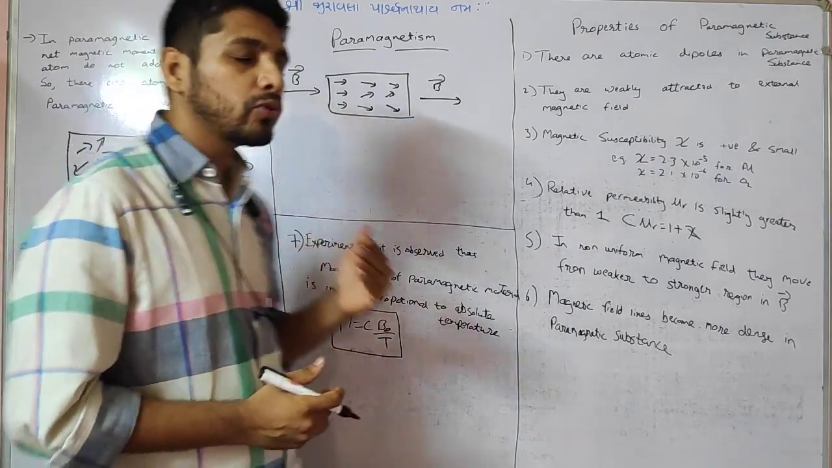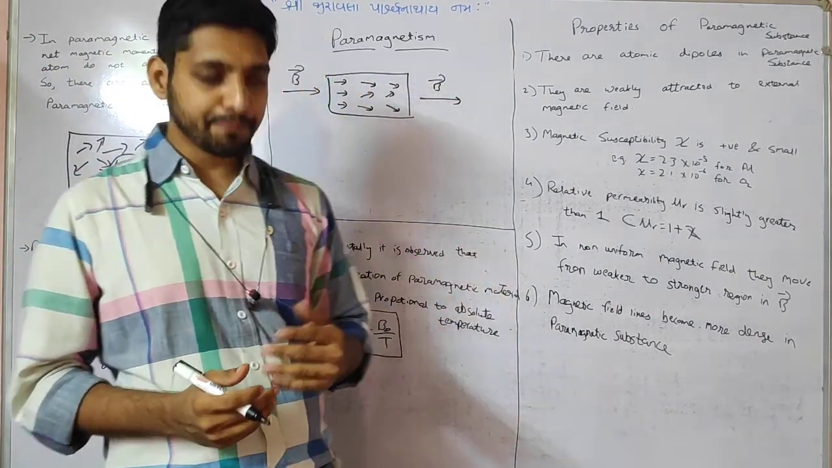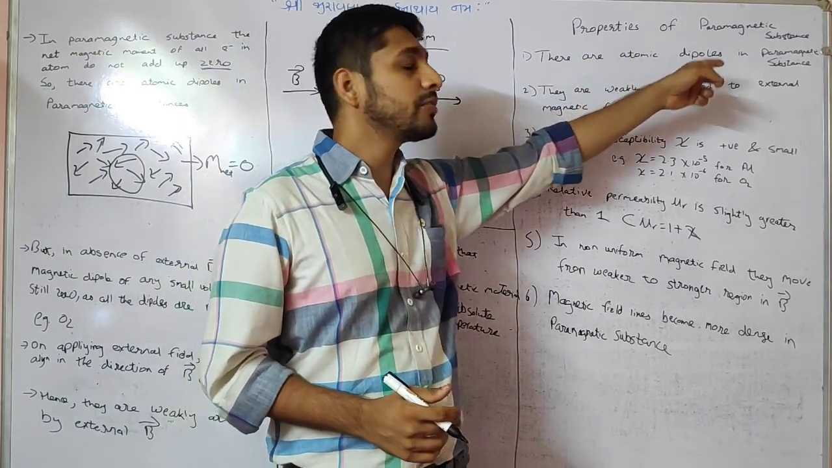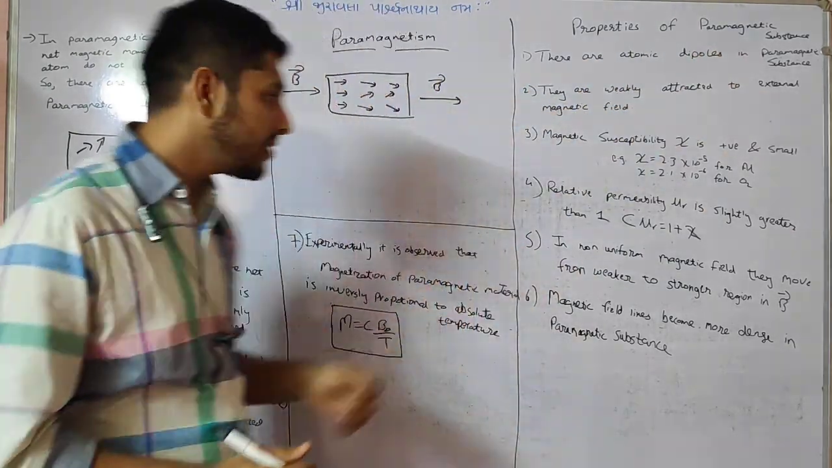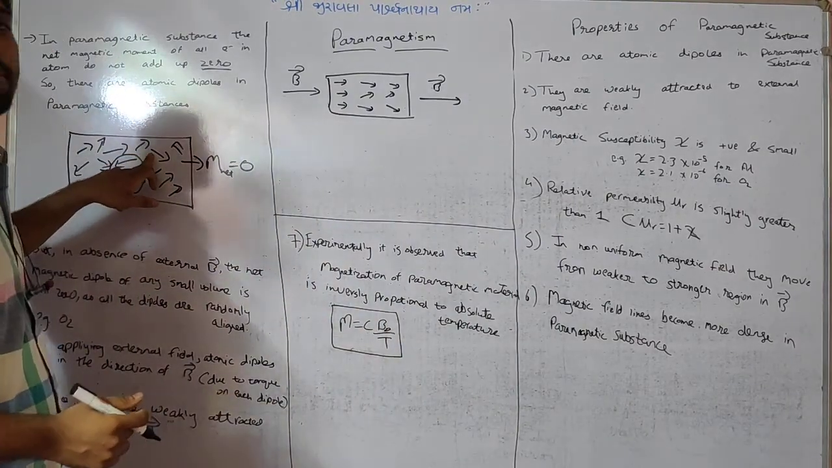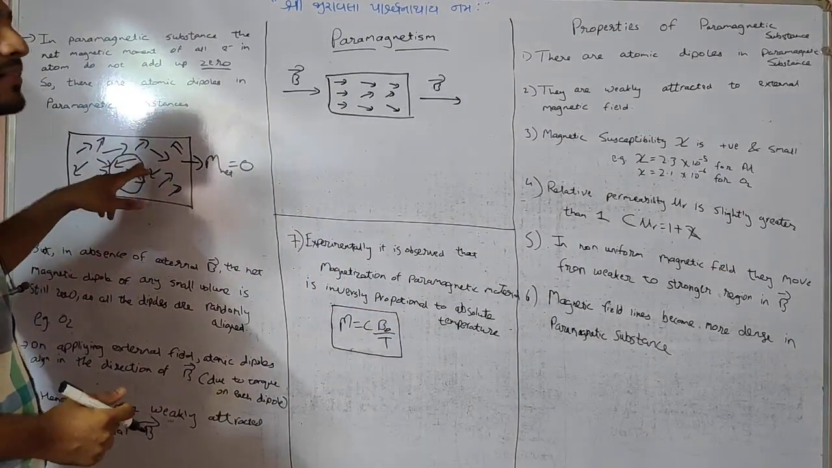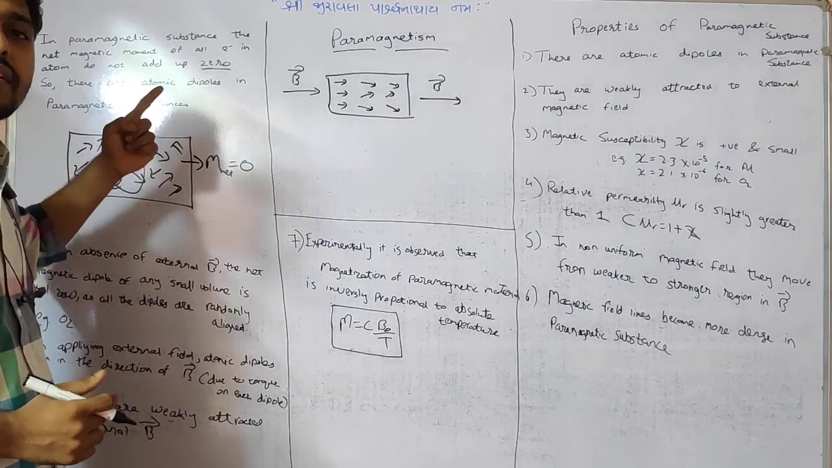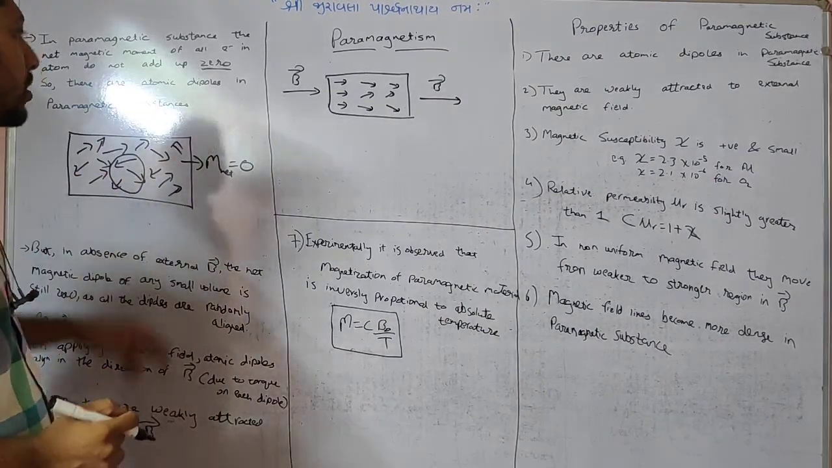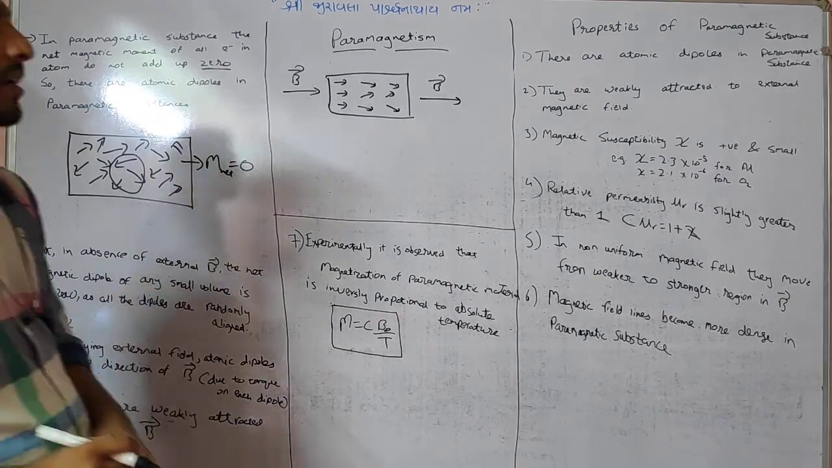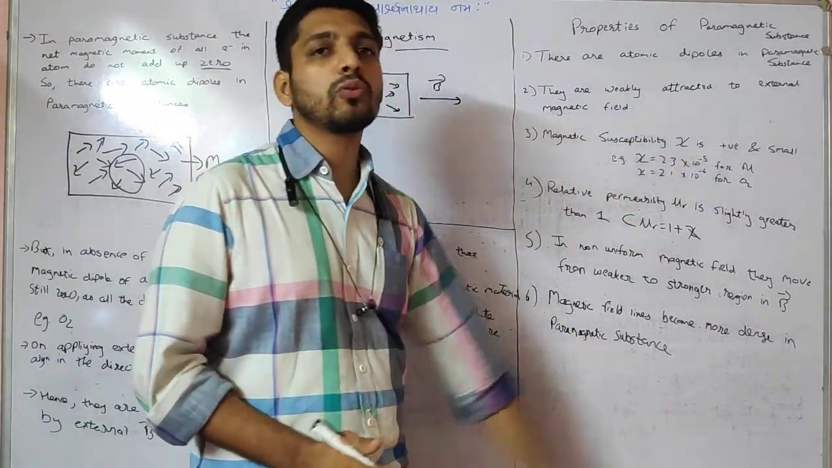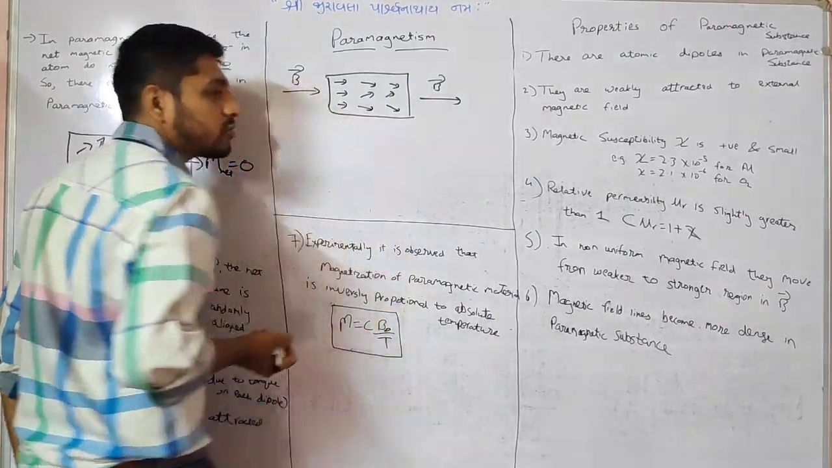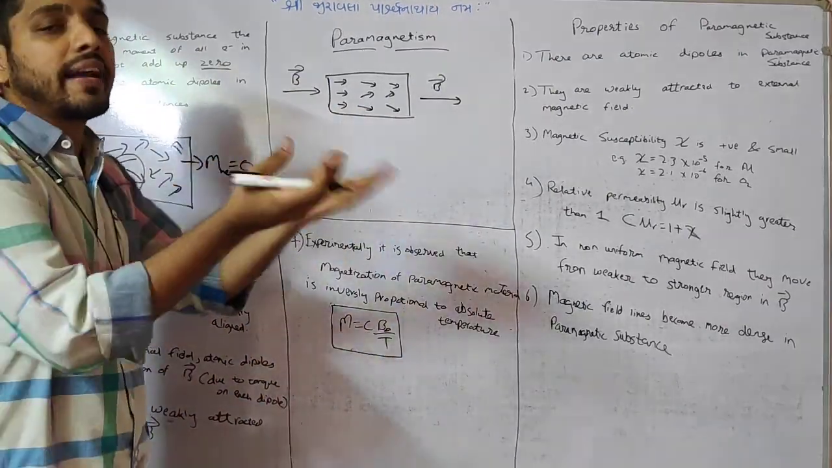Now we will be talking about the properties of paramagnetism. The first property is that there are atomic dipoles in a paramagnetic substance, which means the atomic dipole is not equal to 0, which it was in the diamagnetic substance. So here there are atomic dipoles. Second, they are weakly attracted to the external magnetic field. Here you can see they are aligned, so they are weakly attracted towards the external field.